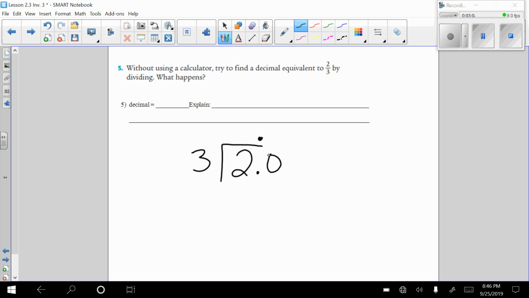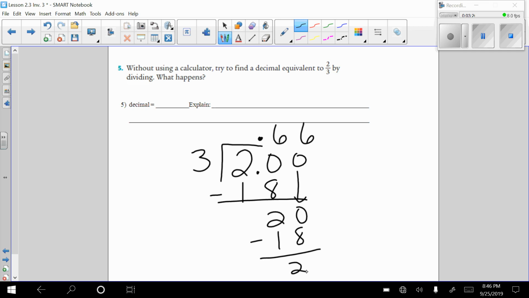3 goes into 20 6 times. 3 times 6 is 18. If I subtract, I have 2. I can bring down another 0. Again, I have 20. 6 times 3 is 18, and subtract. Are we noticing a pattern here? This is a repeating decimal. So this would be 0.6 repeating.